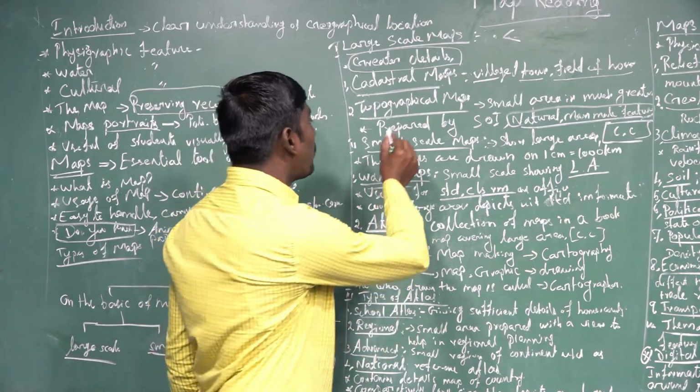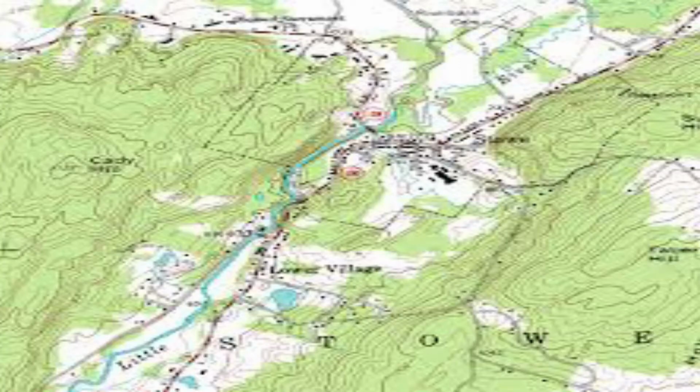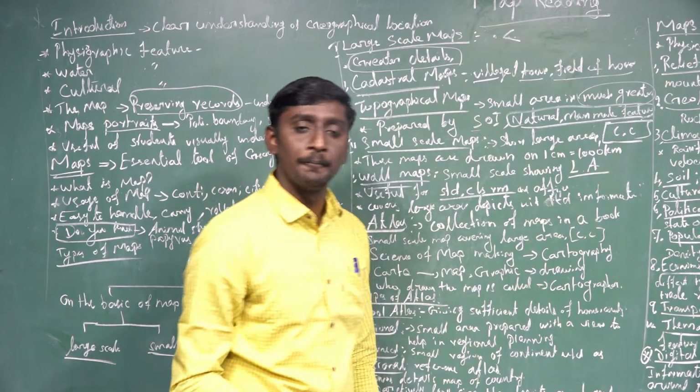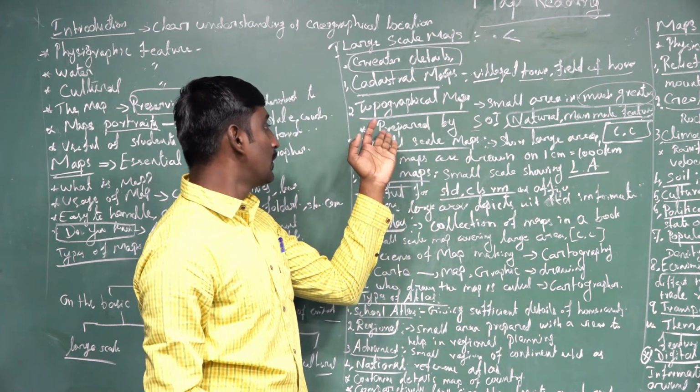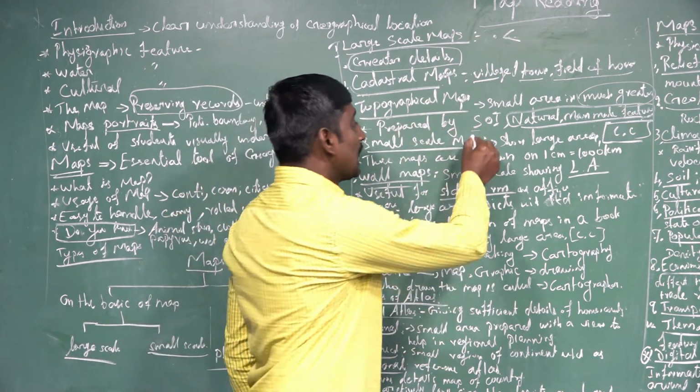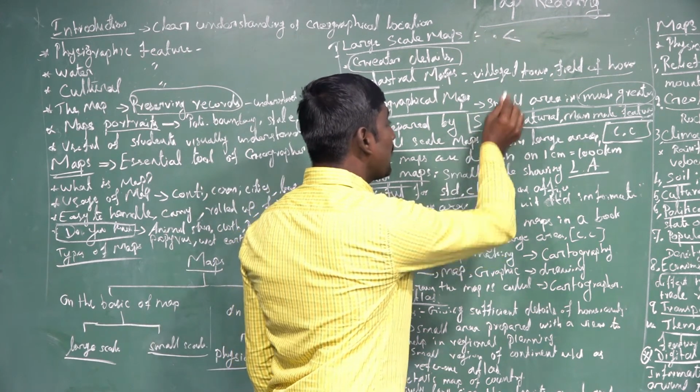And the next one, the topographical map. A topographical map shows a small area in much greater detail. The cadastral map includes villages and towns and home sites, but the topographical map shows a small area in much greater detail. The topographical map is prepared by the Survey of India. SOI is the short form of Survey of India.